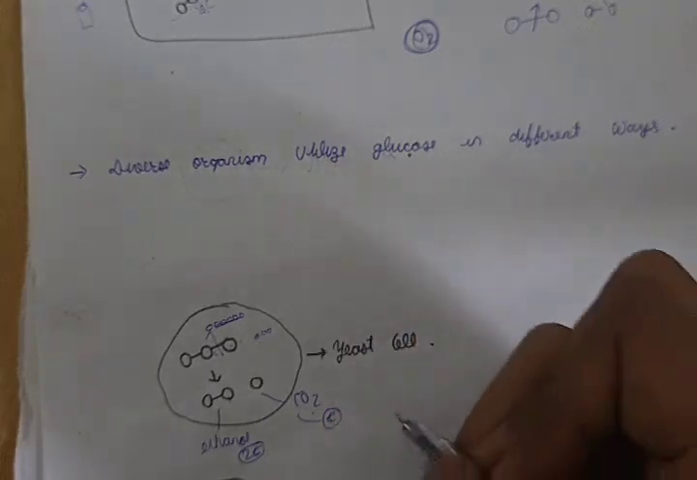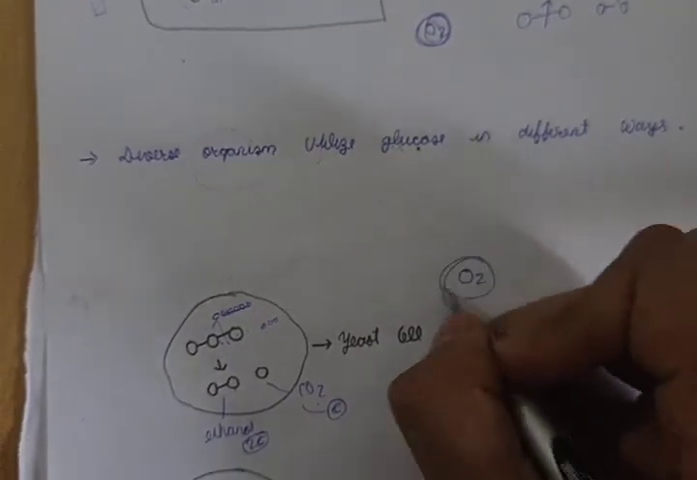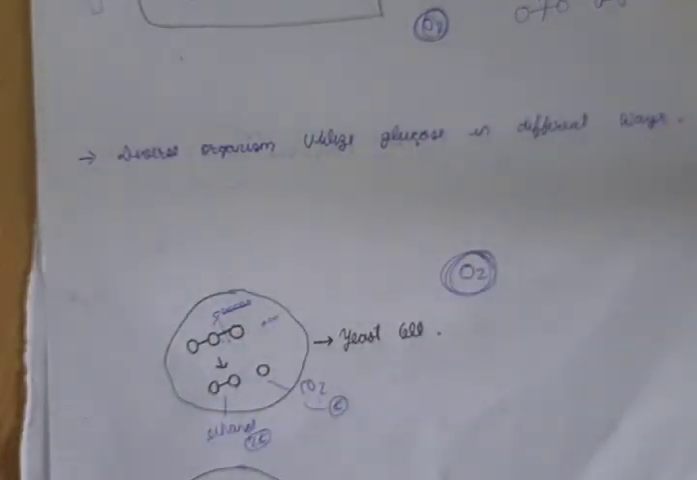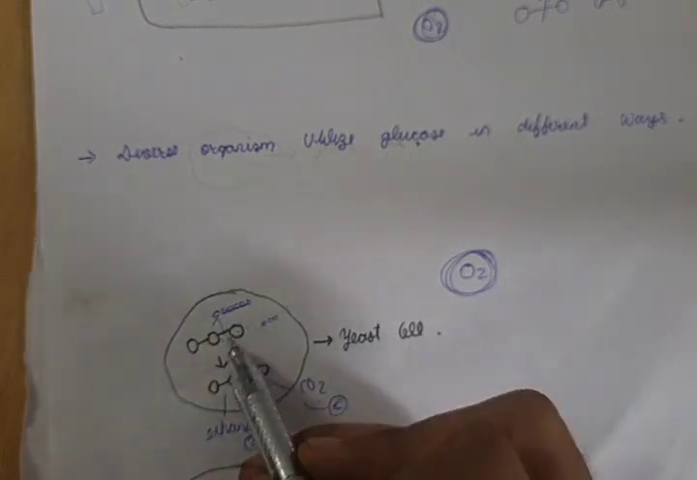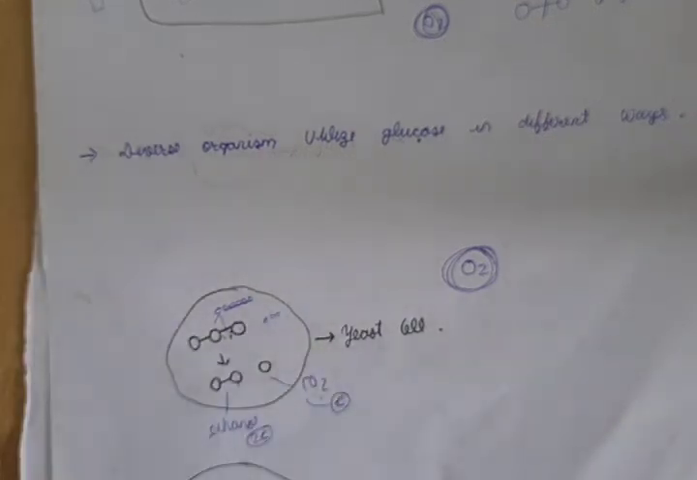Now when does this process take place? This process takes place when there is no oxygen, complete absence of oxygen. So when there is no oxygen, the cells are forced to do this method. The yeast cells, without oxygen, do this process to derive energy, because at the end of the day, we want energy from this pyruvate. So if there is no oxygen, we go for this process.